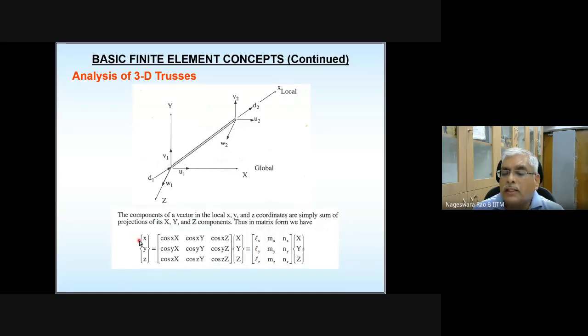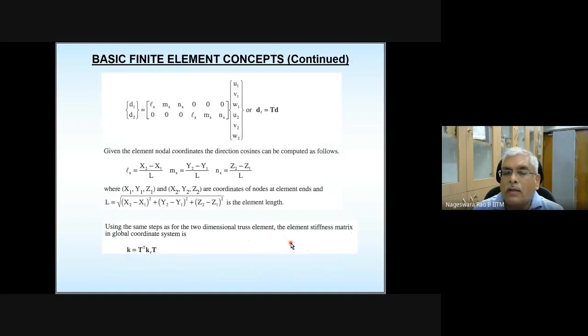And so small x is related to this global coordinate system via this Lx, Mx, Nx. What is this Lx? What is this Mx? What is this Nx? They are all defined here. Lx is nothing but x2 minus x1 divided by the length of the element. Mx is y2 minus y1 divided by the length of the element. Nx is z2 minus z1 divided by the length of the element. And how do you get the length of the element? How do you get this x1, x2, y1, y2, z1, z2?